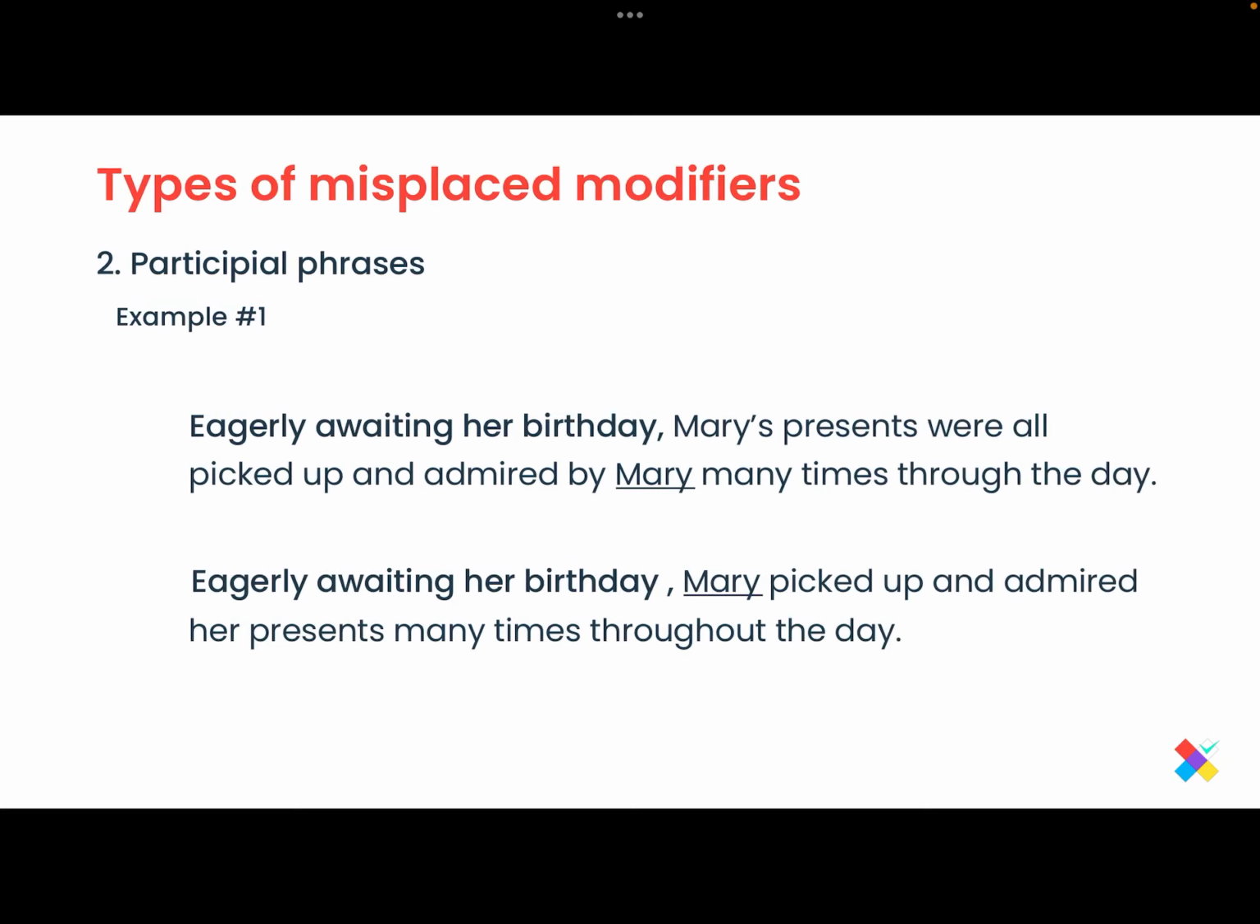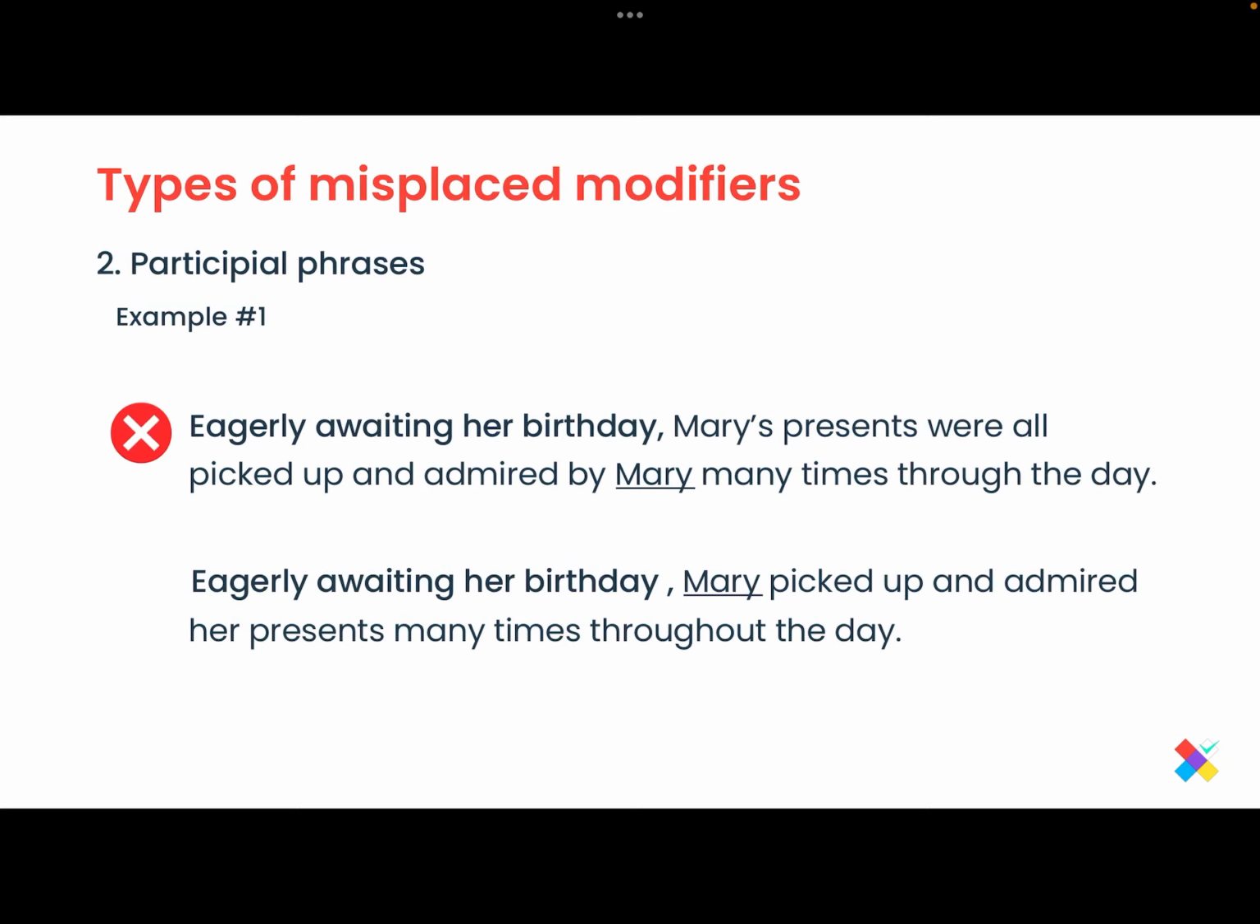Starting a sentence with a participial phrase like this one is an effective way to vary your sentence structure. However, you have to be sure that your subject comes right after your modifier in these cases. Eagerly awaiting her birthday, Mary's presents were all picked up and admired by Mary many times through the day.